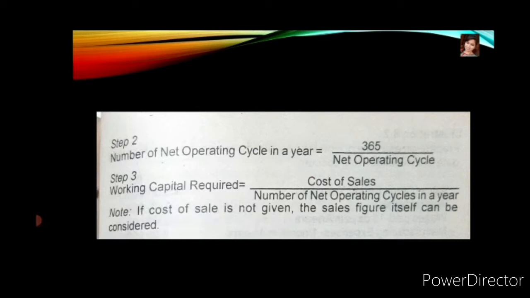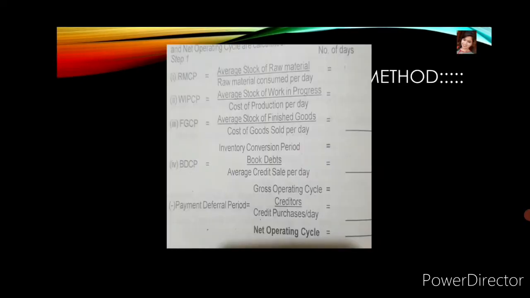So this is related to the three steps of operating cycle. First one is to calculate net operating cycle. Second one is to calculate number of net operating cycles in a year. Third one, working capital required. If suppose cost of sale is not given, then the sales figure itself should be considered. Under operating cycle method, this is the formula which we have to use. We have seen all the three steps, how to solve the problem. So we will solve a problem.